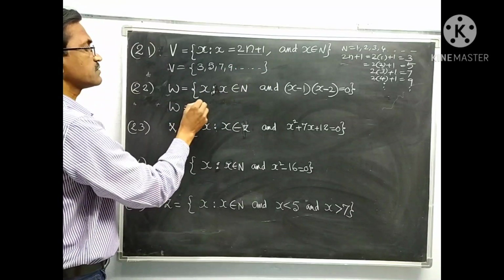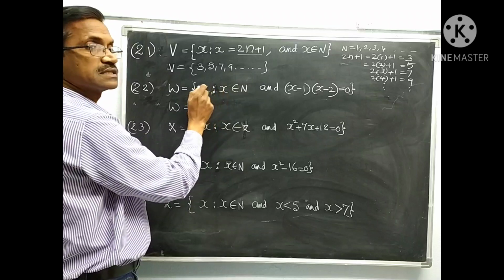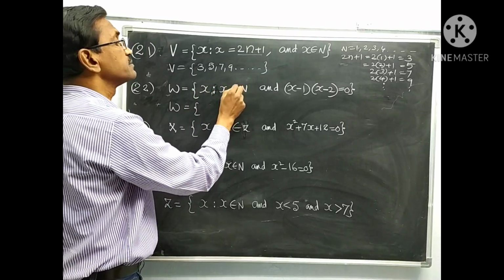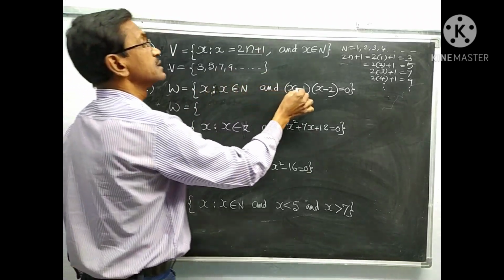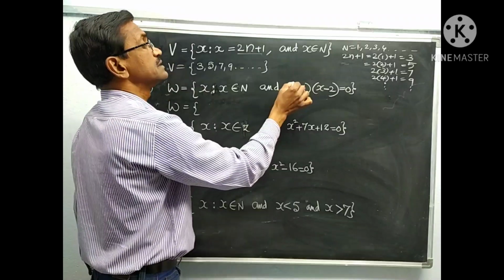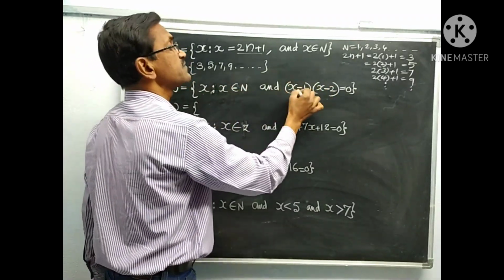And here W is equal to x such that x belongs to natural numbers, and that x should satisfy this equation.